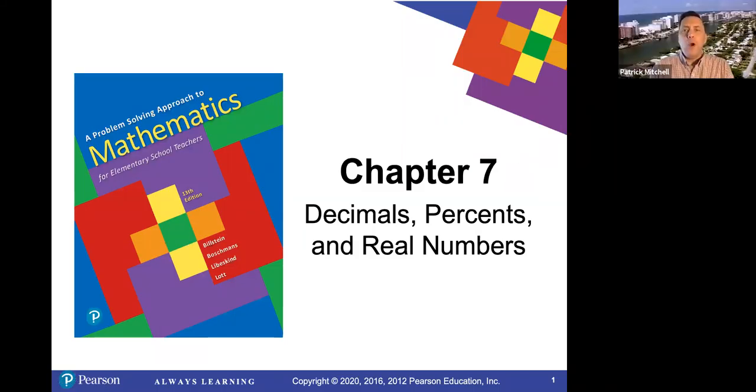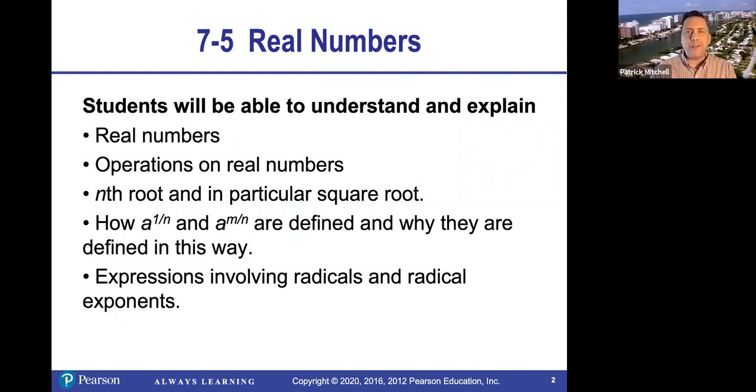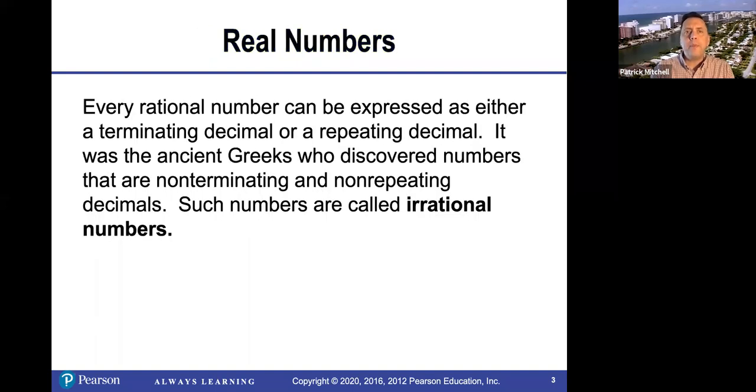We are finally finishing up Chapter 7 today on decimals, percents, and real numbers. And today we're going to talk about real numbers. In this section, you'll be able to understand and explain real numbers, operations on real numbers, nth root, and in particular square root, how a to the power 1 over n and a to the power m over n are defined and why they're defined this way. And finally, expressions involving radicals and radical exponents.